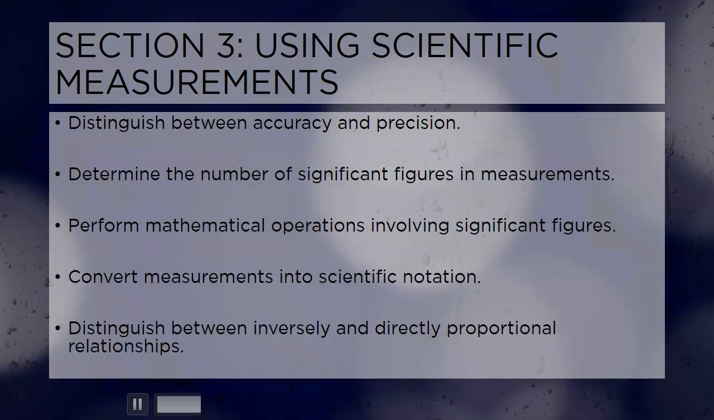Alright, so today we're going to talk about scientific measurements. We're going to look at the difference between accuracy and precision. We'll figure out how to determine the number of sig figs, I call them, significant figures in a measurement. We'll do some mathematical operations involving sig figs. And if we get far enough today, we'll talk some about scientific notation, but that might be for the next lesson.